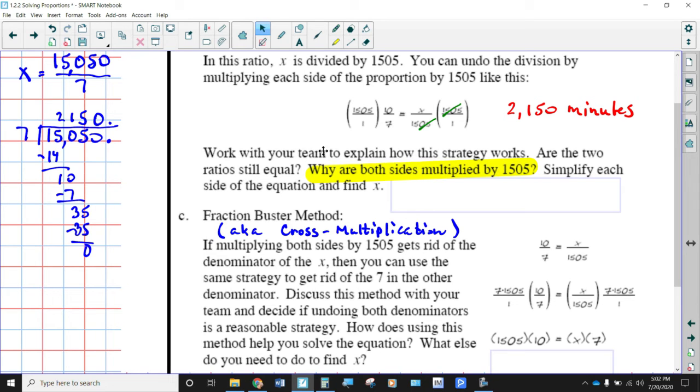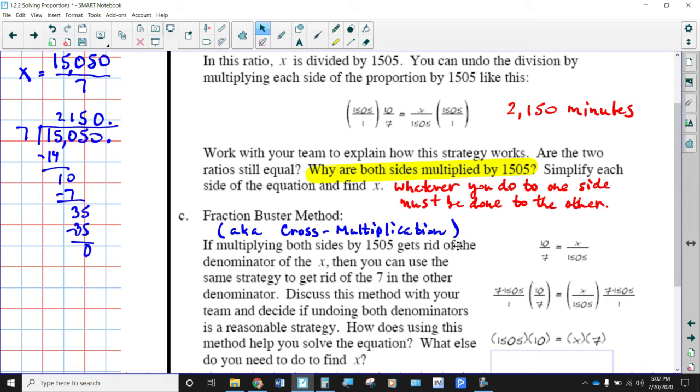So why are both sides being multiplied times 1,505? Because of the property of equality that says whatever you do to one side of the equation, you do the exact same thing to the other. We chose to multiply the right side times 1,505 to cancel out this denominator, essentially turning them into a giant 1. But you can't just multiply the right side without also multiplying the left side times the same thing. Okay, so that is a strategy that works here. Probably the least favorite strategy that students use over the years, but it still works. If you like it, use it.